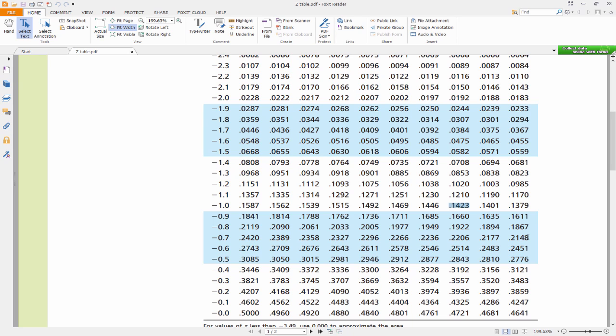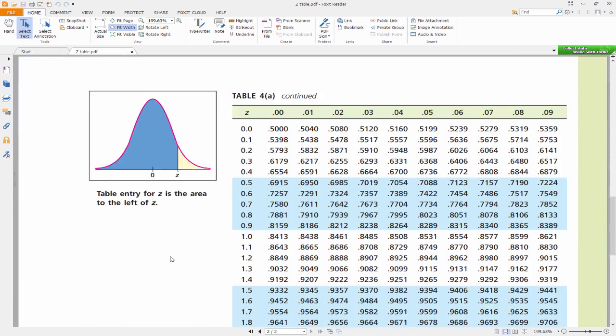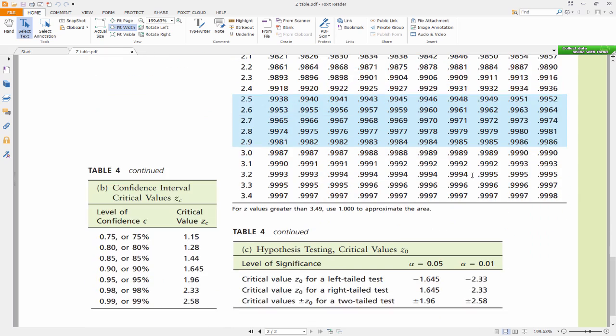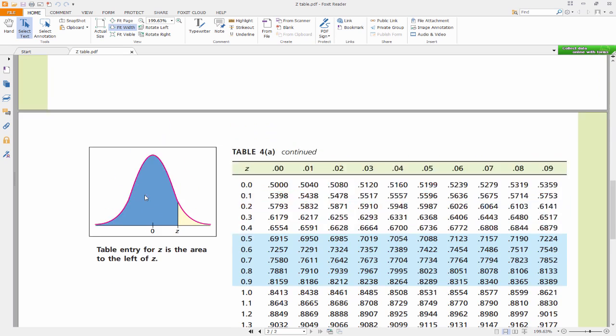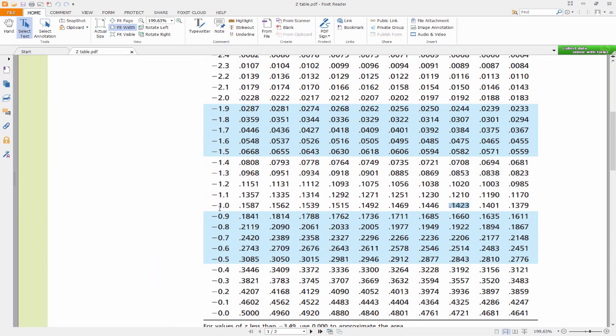And just in case you're wondering, these aren't all negative. The first page is negative. The second page is positive, all the positive z-scores all the way up to 3.49. But what I want you to hold in your head is what we just looked up, which was negative 1.07, which is 0.1423. Okay, hold that thought.